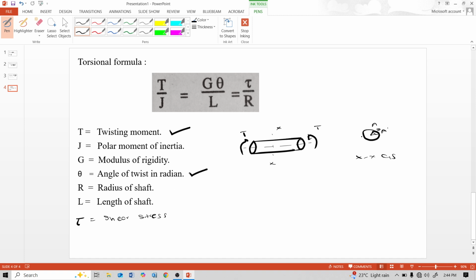And this R is the radius of the shaft. L is the length of the shaft. Tau is shear stress. Here, polar moment of inertia: in the next slide, we will see what is polar moment of inertia.